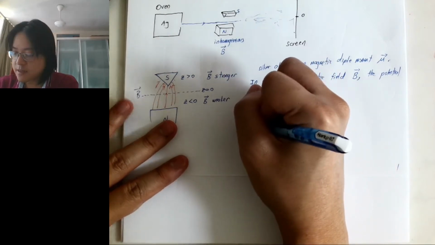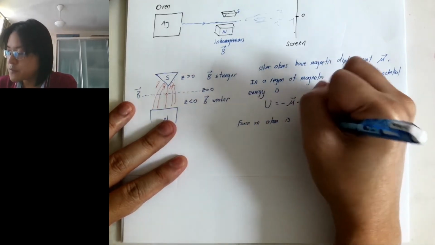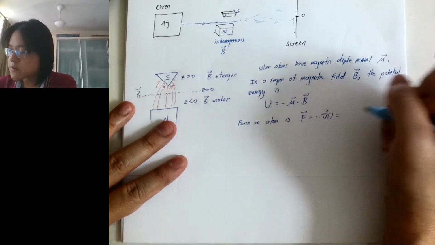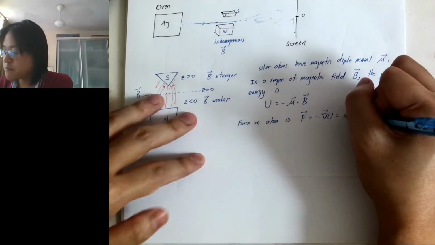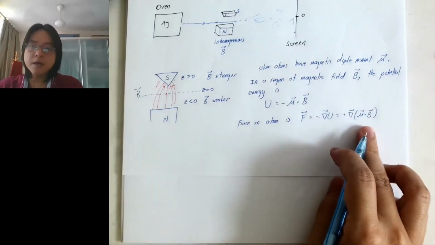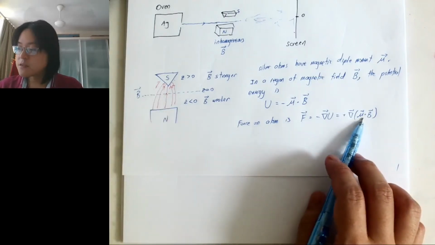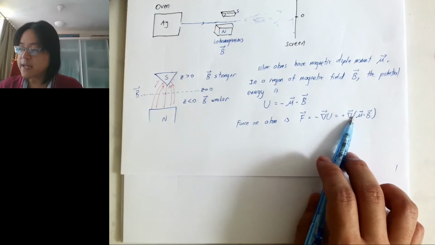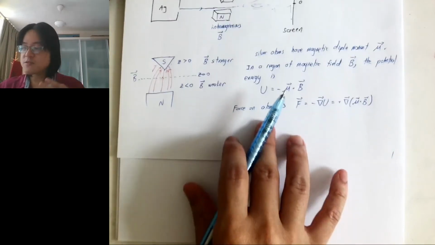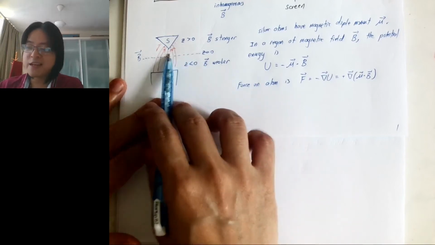The force on the atom is the negative gradient of U. Negative gradient of U means negative negative, so it's just the gradient of mu dot B. So mu dot B is a scalar number, but it's a function of z because B is inhomogeneous. It depends on z. So if you take the derivative, it will tell you the direction of the force. This is just to show something familiar for those who have seen it. For those who are not familiar, it's not important.